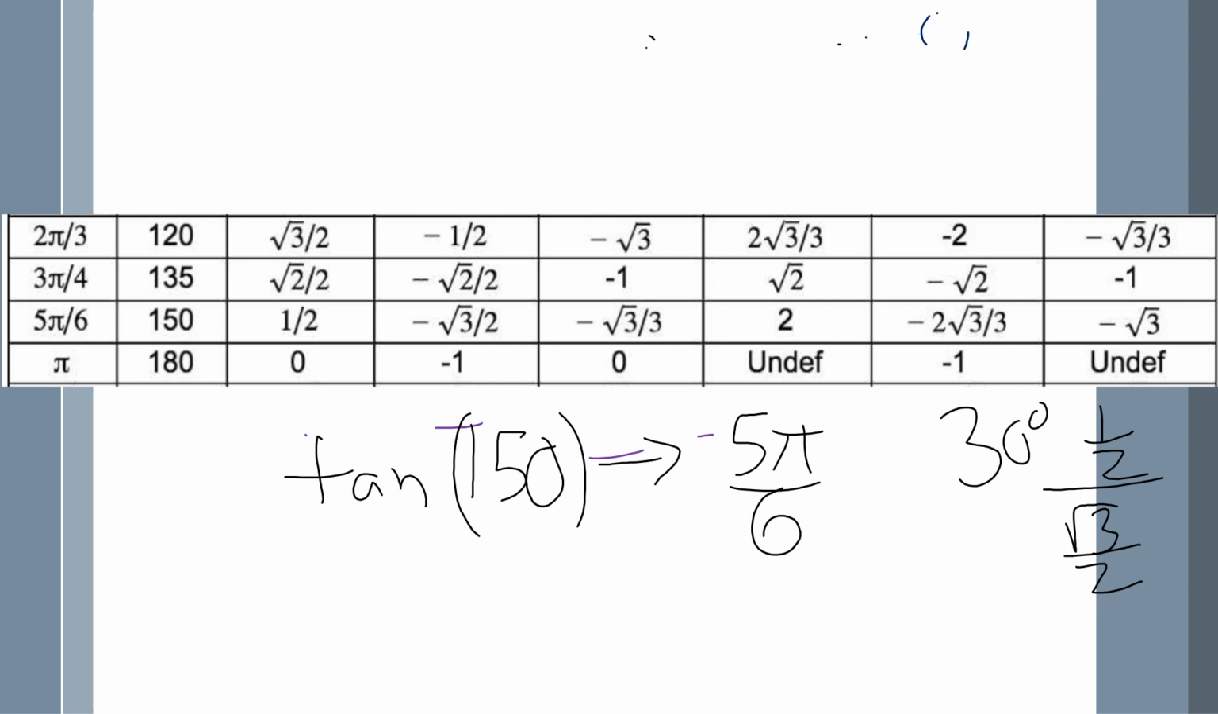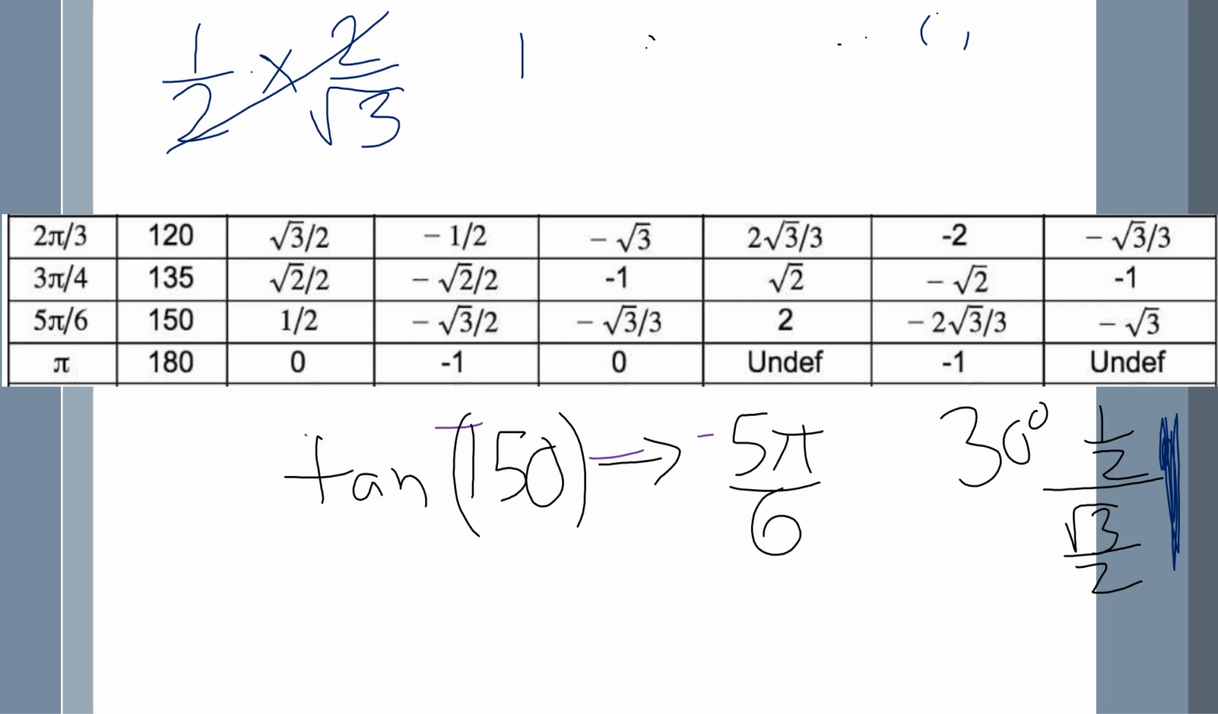So what's tangent? Tangent is sine over cosine, so 1/2. And I'm working right here. So keep, change, reciprocate. Keep 1/2. Change the division to multiplication. Reciprocate square root 3 over 2, which is going to be 2 over square root of 3, which we know we cannot have. So that's going to be 1 over square root of 3. All right.